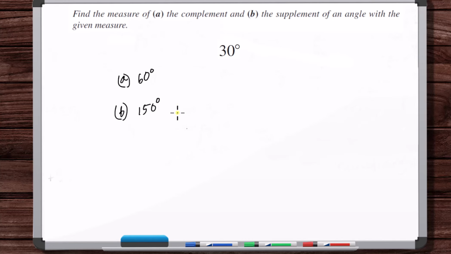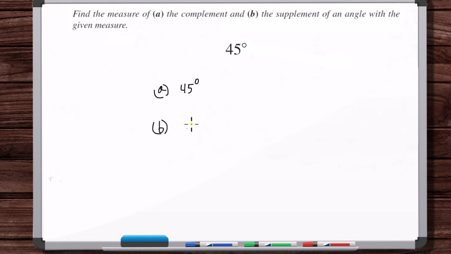Positive angle, 150. Okay. What is the complement of 45 degrees? Well, it's its own complement. 45 plus 45 is 90. What is the supplement of 45 degrees? What angle, when you add 45 to it, gives 180?